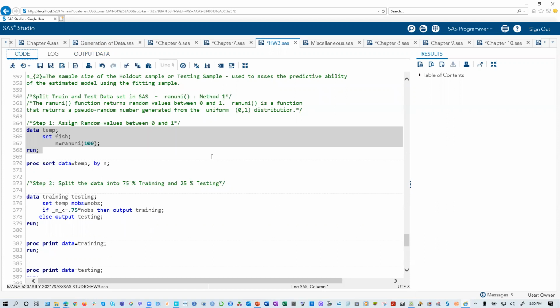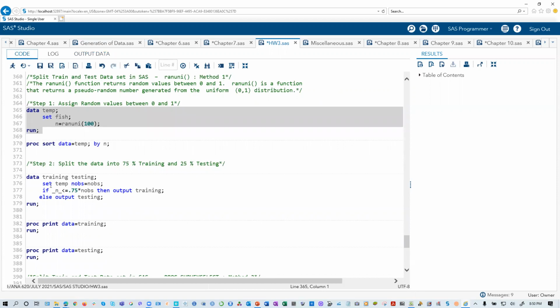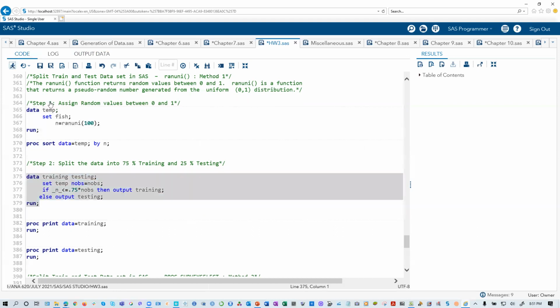Yeah, that's perfect. We are labeling, and then we set that to the temp one, and check if n is less than 0.75, using the number of observations. We know the number of observations is the sample size. From the sample size, 75% goes to training and the other goes to testing, but we label first, as you said, in the beginning.